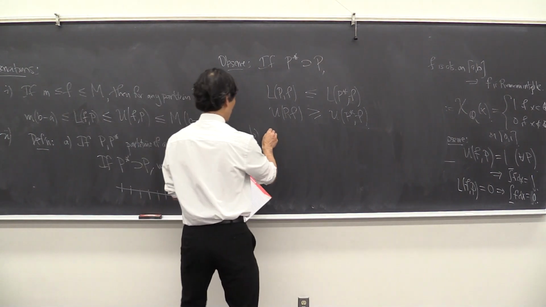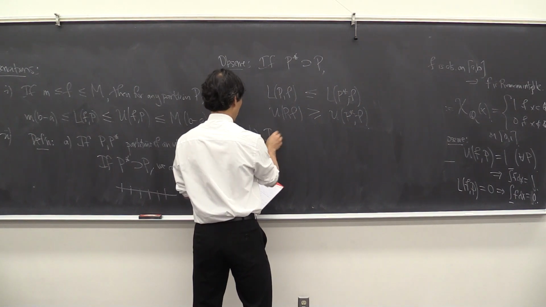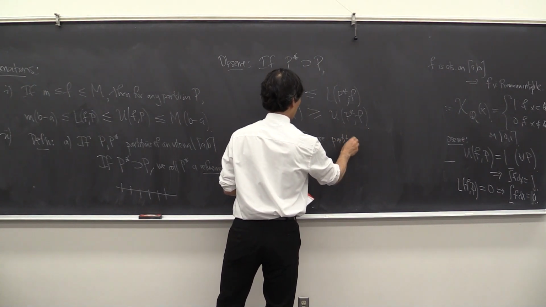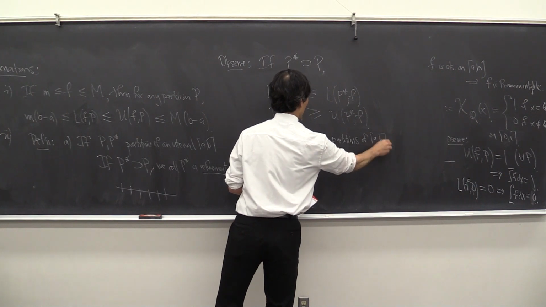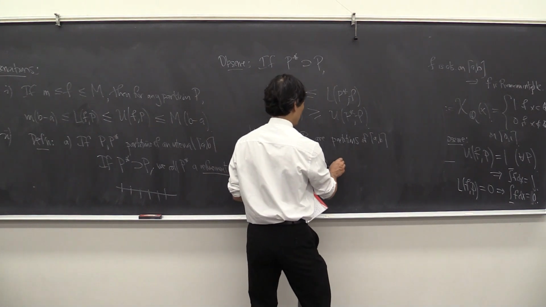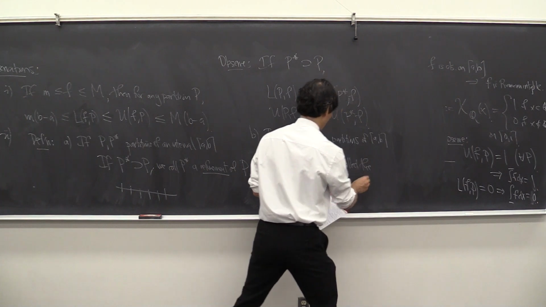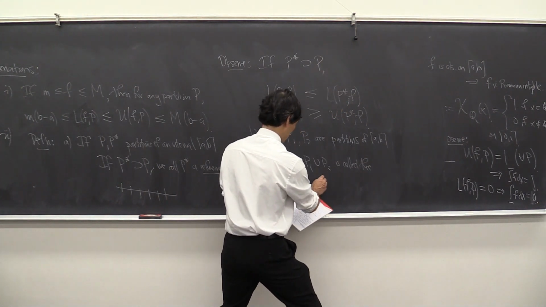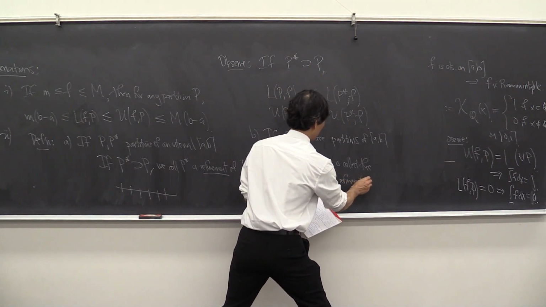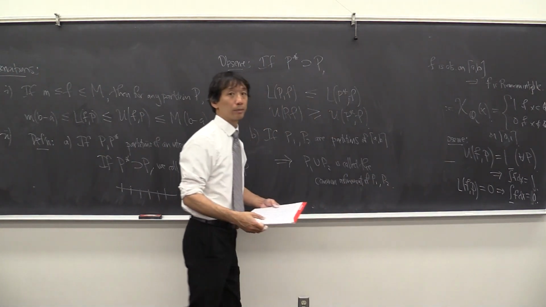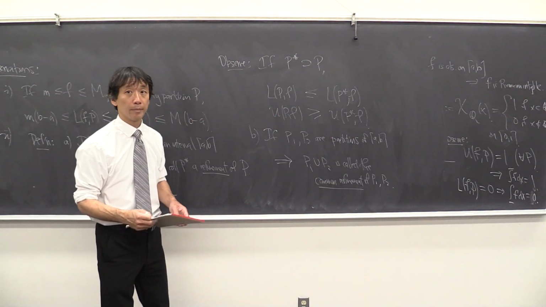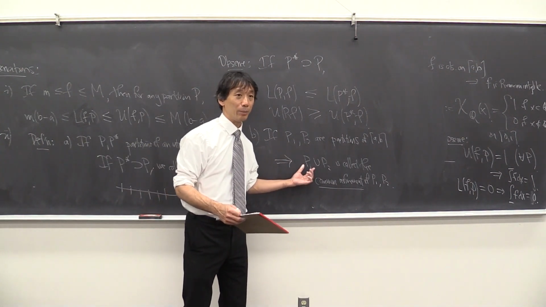Second definition: if P1 and P2 are partitions of [a, b], then we call the union P1 union P2 the common refinement of P1 and P2. So it's a refinement and it contains everything in P1 and everything in P2.